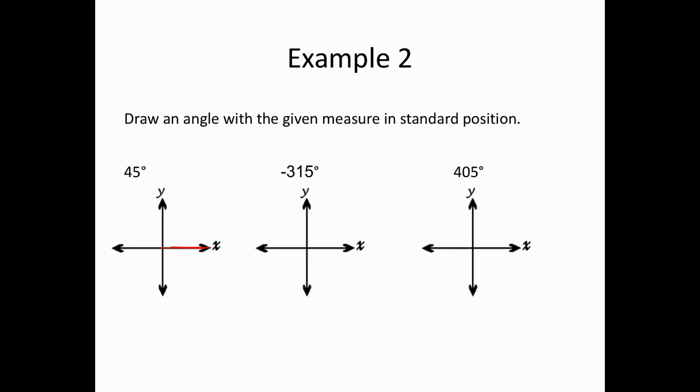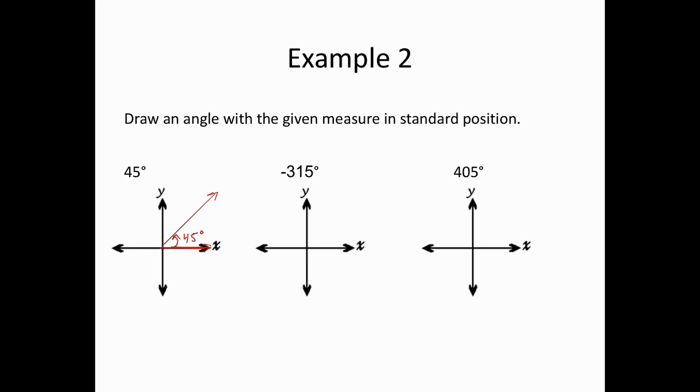Okay, 45 degrees. Draw that initial side. We're going in the positive direction, so we're going in that direction. We're not going to go a full 90 degrees. We're just going to go halfway. So I'm just going to draw my terminal side right there, and there we go, 45 degrees.